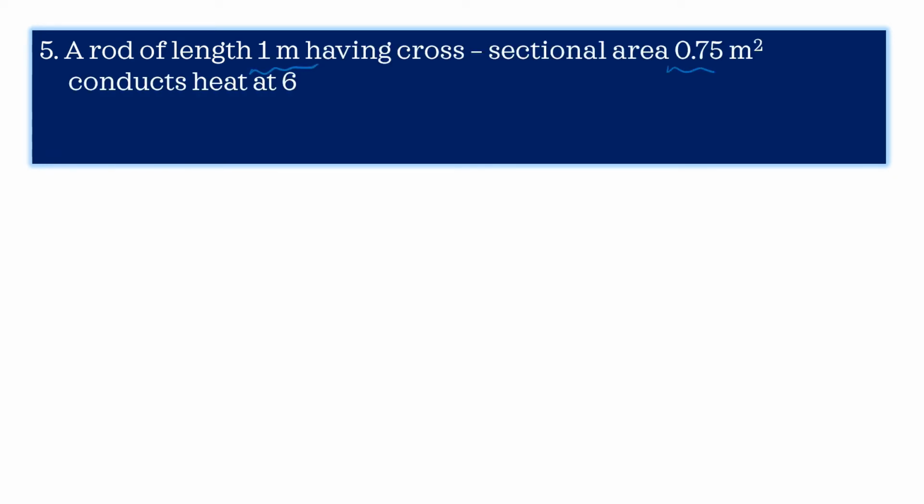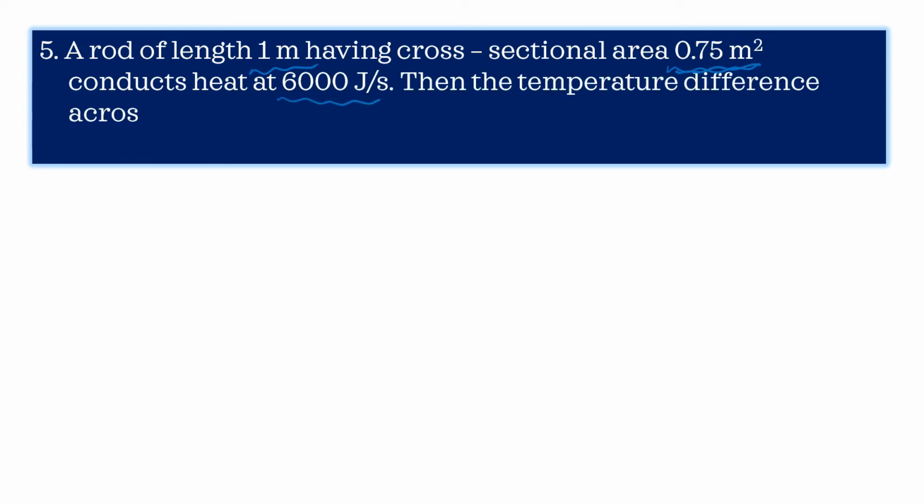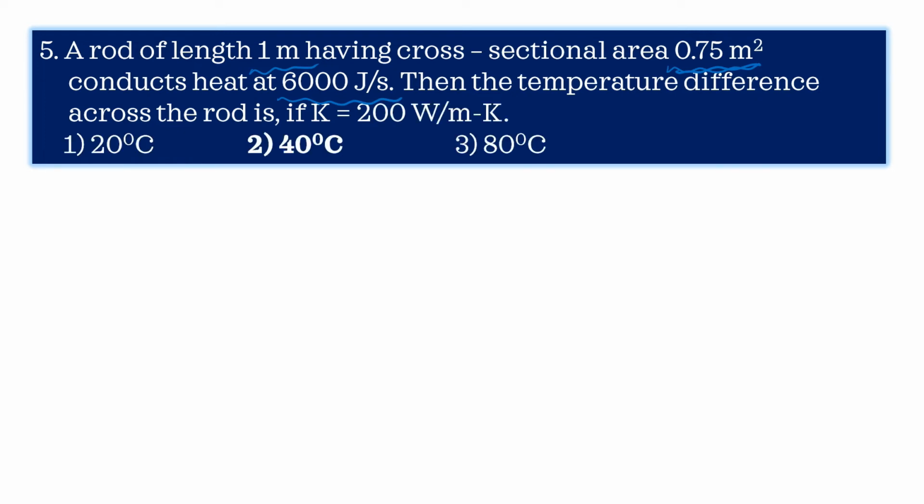A rod of length 1 meter having cross-sectional area 0.75 meter square conducts heat at 6000 joules per second. Then the temperature difference across the rod is, if K is given as 200 watt per meter Kelvin. Now let us go to the solution.